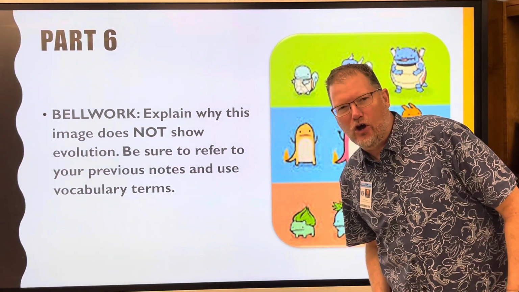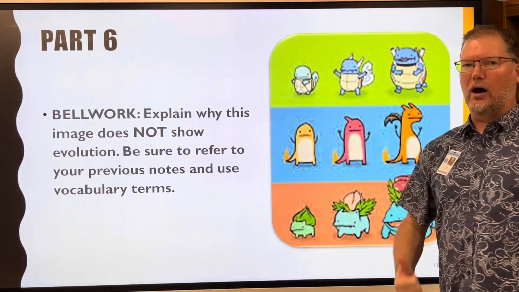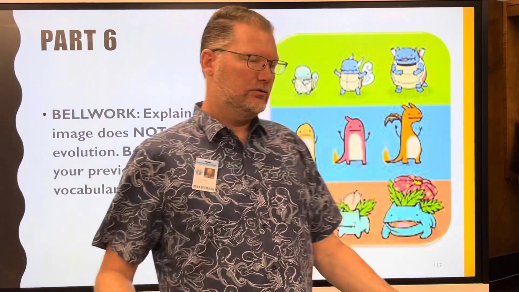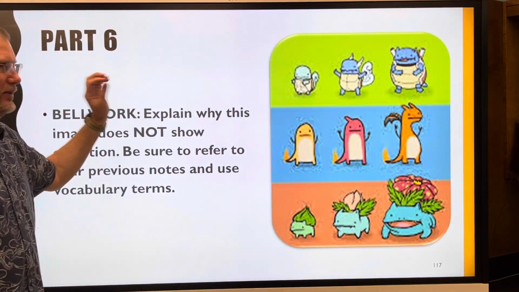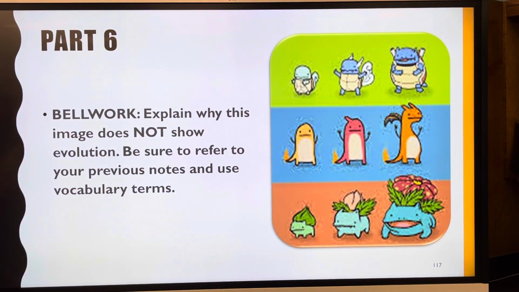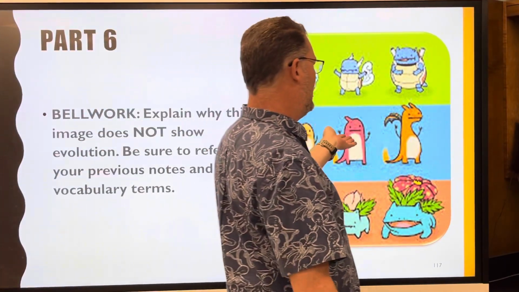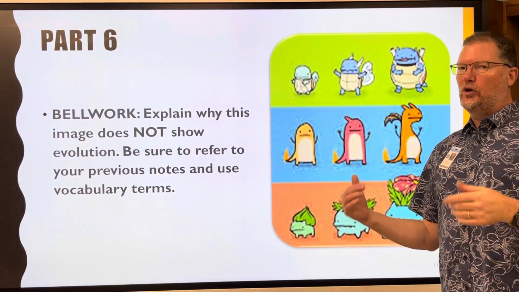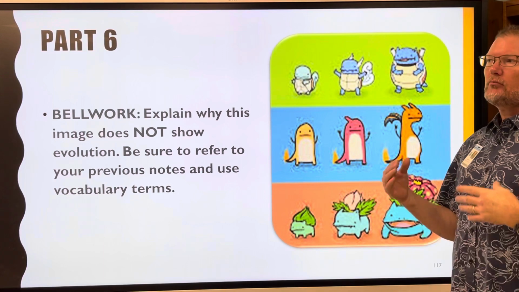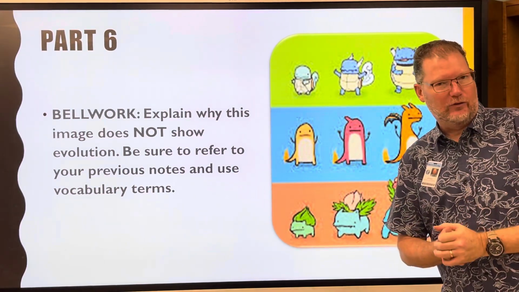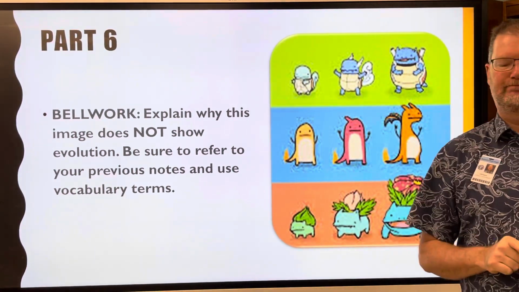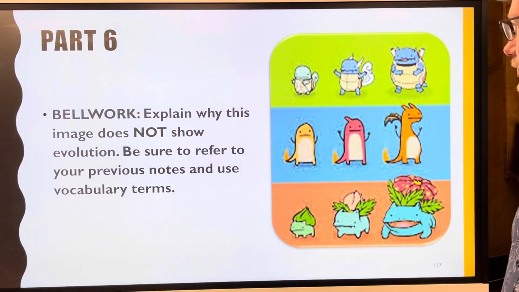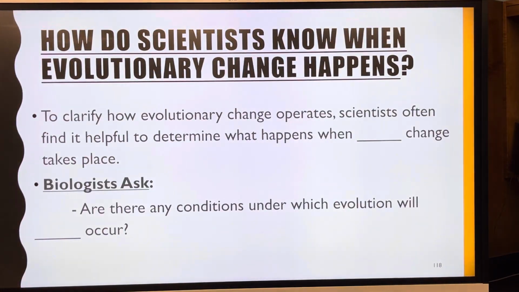I think you might have to know a little bit about Pokemon to understand why this answer is not an example of evolution. Because don't the individuals evolve in Pokemon? And we know in reality that an individual cannot evolve, right? Only species can evolve. So how do scientists know when evolutionary change happens?